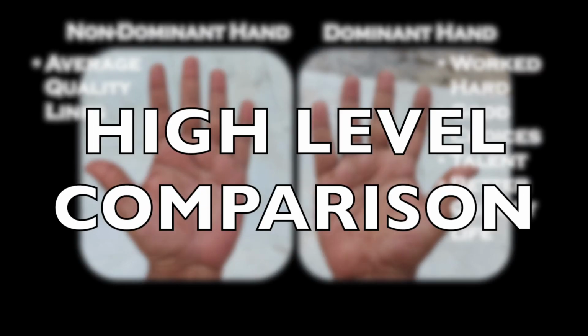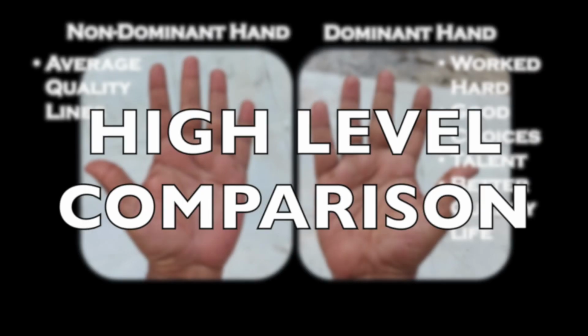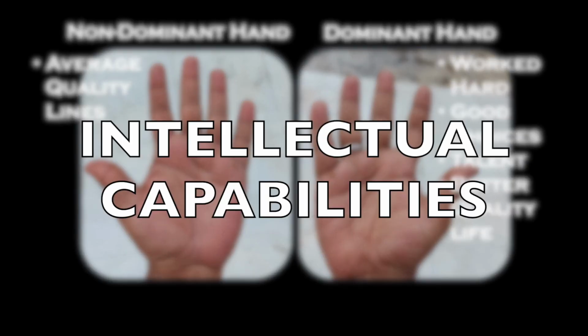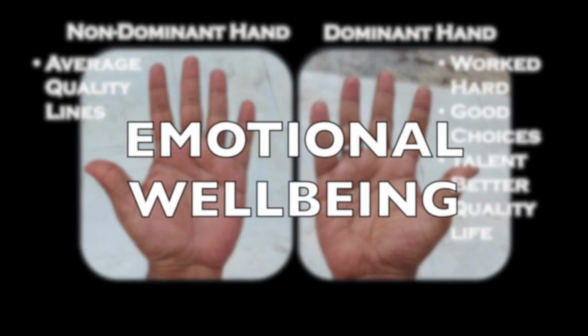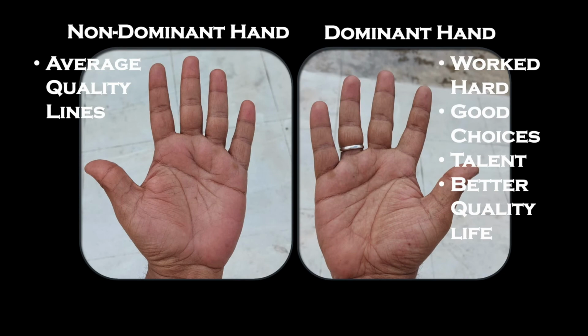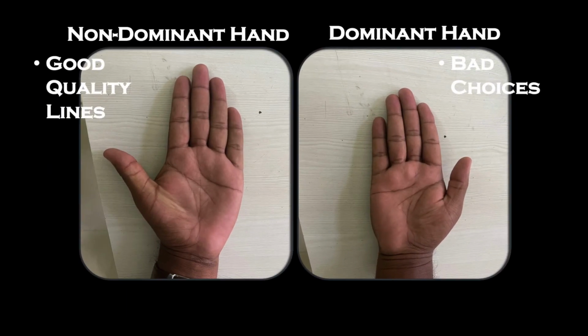Just this high level comparison could help us understand that he has worked on his intellectual capabilities and emotional well-being because of his choices, abilities, and talent. On the other hand, if the lines on the non-dominant hand are more favorable than the dominant hand, then it means that the person has inborn qualities but has destroyed what was destined with his own actions.